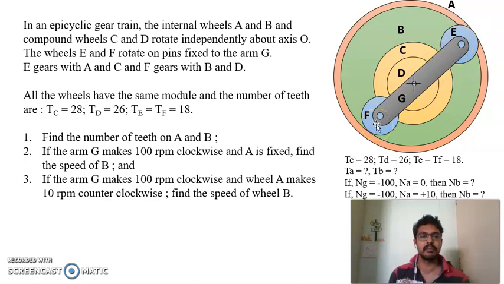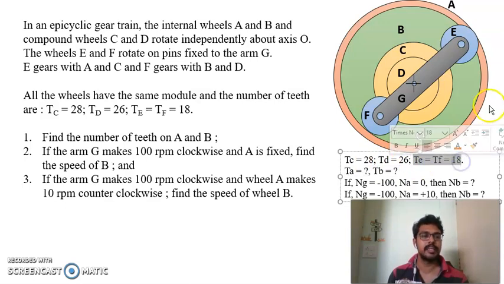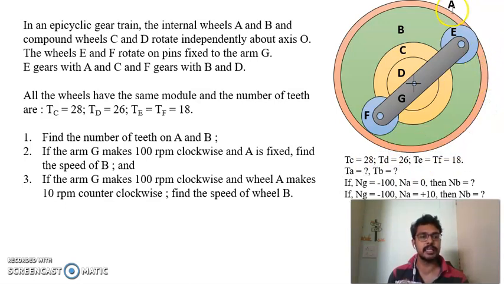The data that is given to us is: number of teeth on gear C is 28, number of teeth on gear D is 26, number of teeth on gear E and gear F is 18. We need to find the number of teeth on the internal gear A and on the internal gear B. Similarly, they have also asked us to find the speed of internal gear B if it is given that the arm is rotating with a speed of 100 rpm in the clockwise direction when internal gear A is fixed.